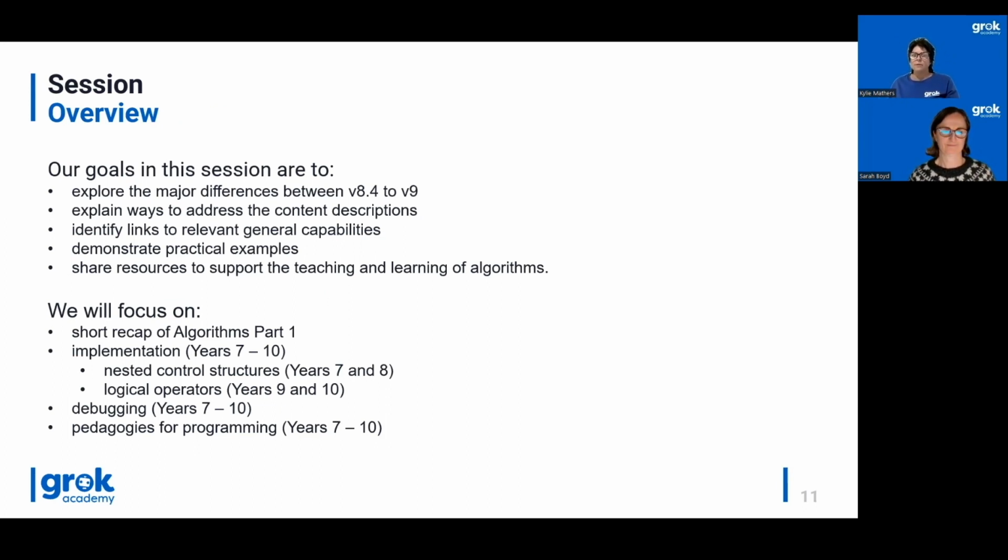So an overview of the session today is that we're hoping to look at the major differences between 8.4 and 9, explain ways to address the content descriptions, identify links to the general capabilities where we see them, and demonstrate some examples of ways that you could implement this into the classroom. And we've got a few little resources along the way that might assist. We'll go through Algorithms Part 1, implementation, debugging, and some pedagogies along the way.